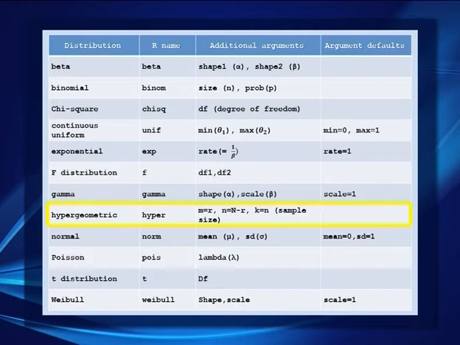Hypergeometric: hyper, m is equal to r, n is equal to n minus r, k is equal to n. Normal: norm, mean mu and standard deviation sigma. Poisson: pois, lambda. T distribution: t and degrees of freedom. Weibull: weibull, shape and scale have to be specified.